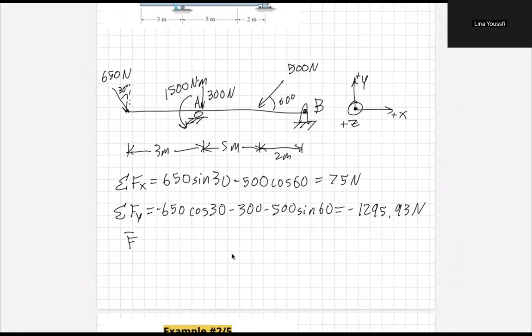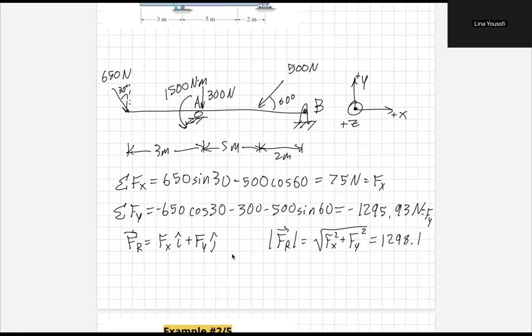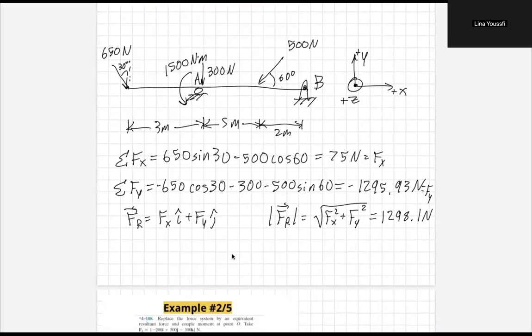The way I'll do that, I'll say Fr equals Fx in the i hat plus Fy in the j hat direction. So I'll express those here. Now to get the magnitude of this, I'm going to take the square root of Fx squared plus Fy squared. That gives me a magnitude of 1298.1 Newtons.